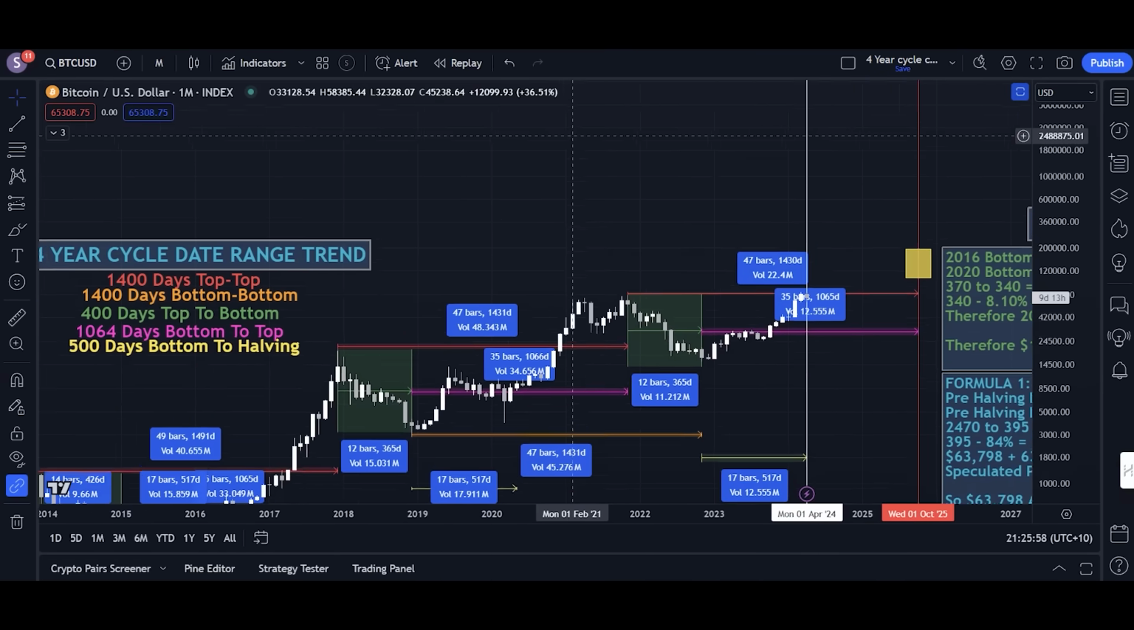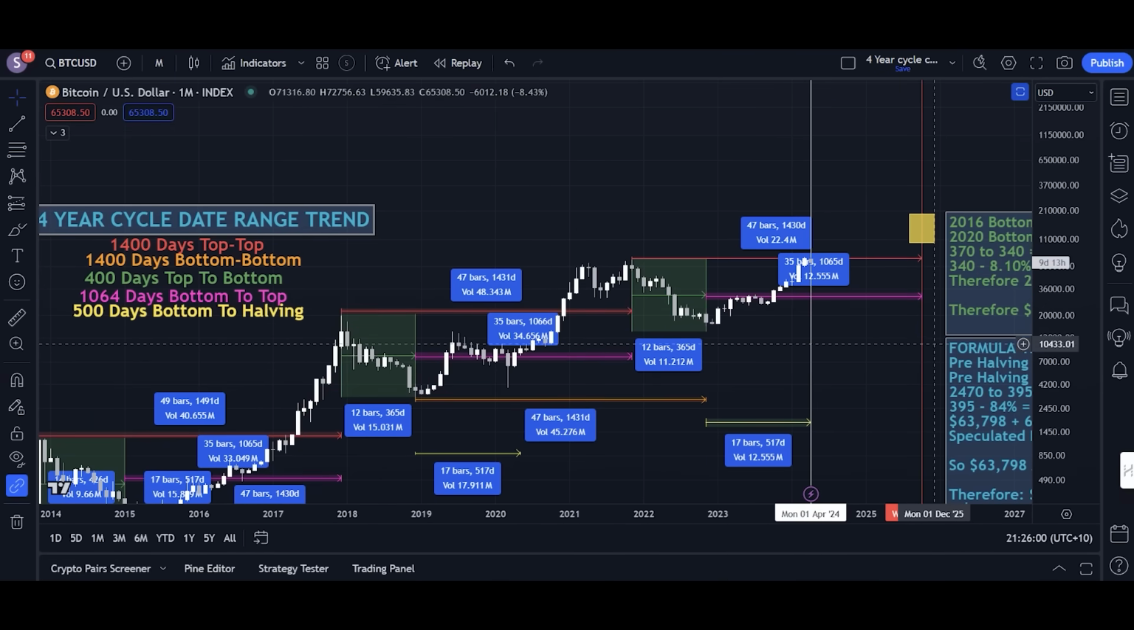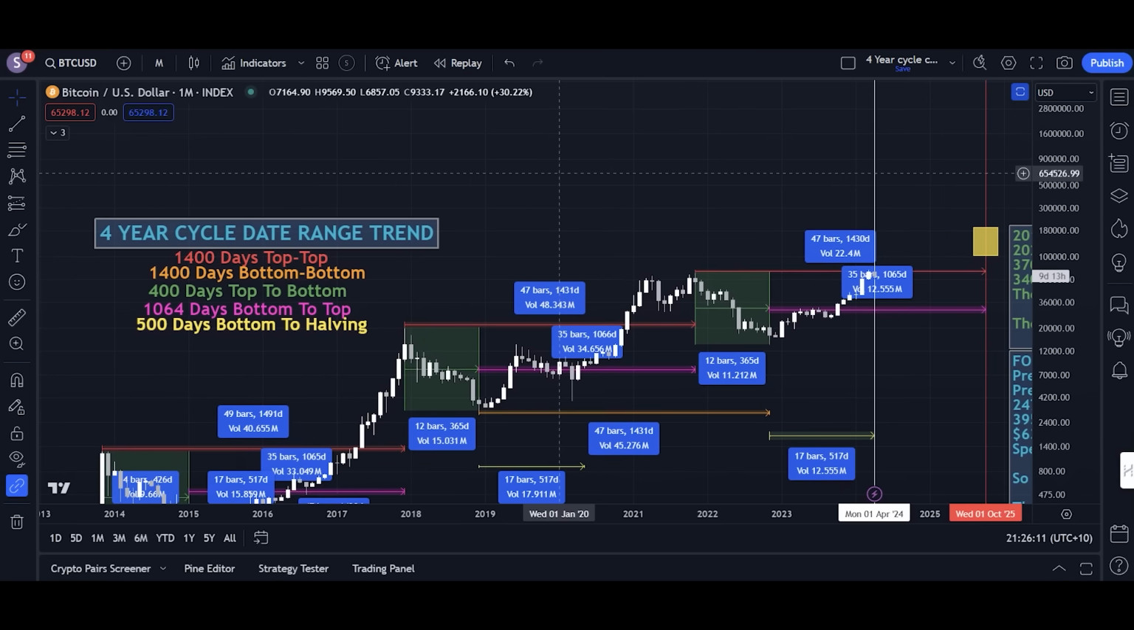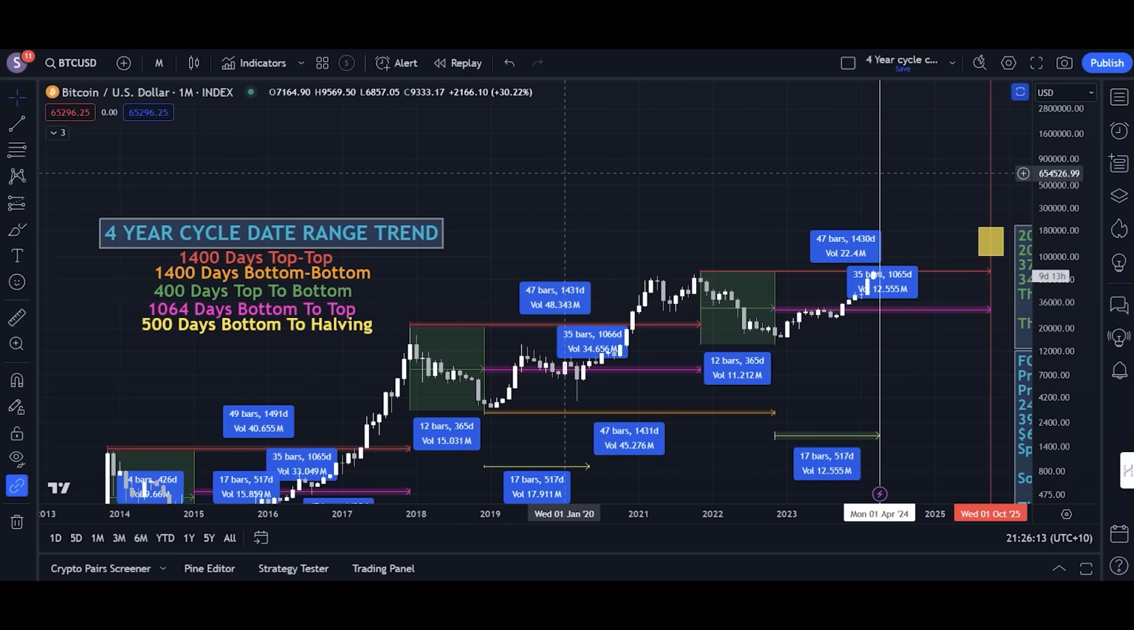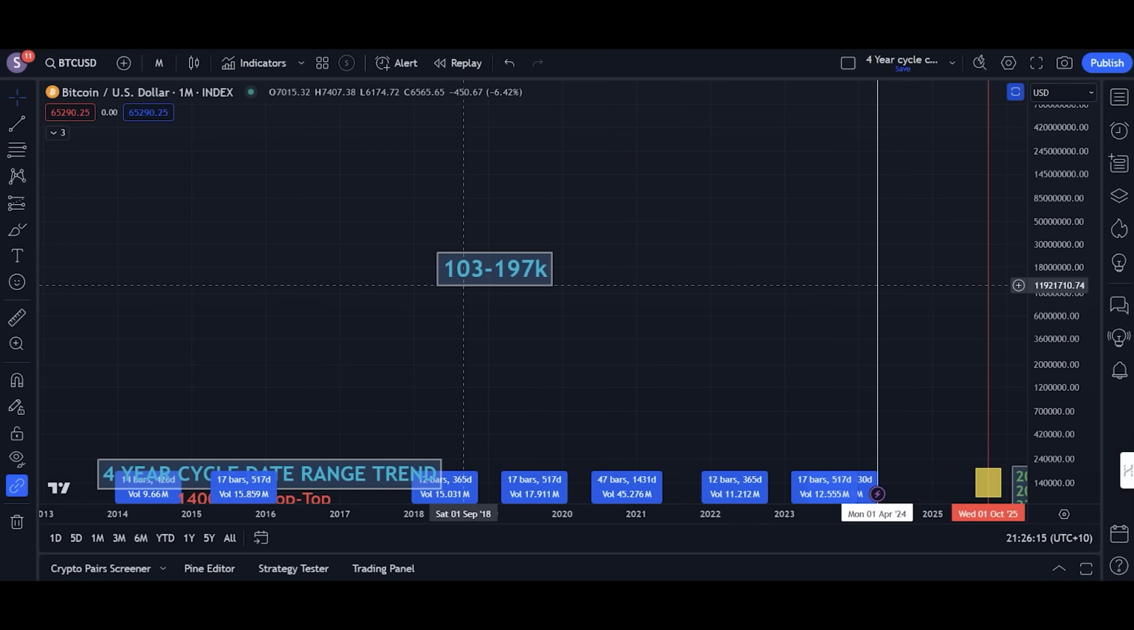And obviously, as per the 4-year cycle, the date range top would be around October 2025. Okay, that's what the historical trends suggest. They suggest a top in October 2025. Again, we'll discuss the validity of that in the second half of the video. But I'm talking about price today, not necessarily date. So in terms of price, I utilized those old formulas, which have been updated now because we've seen the halving and we've seen the price that Bitcoin was at the halving, and they predicted 103 to 197K, right?